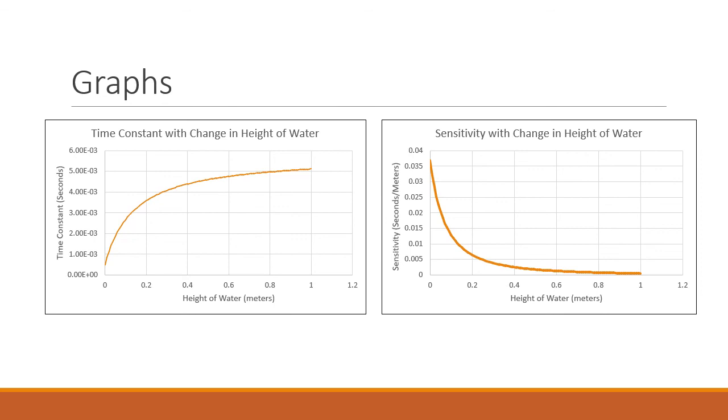The first graph on the left illustrates the relationship between the time constant in seconds and the height of the water in meters. And the second graph on the right illustrates the relationship between the overall sensitivity of the system, which is in seconds per meters, and the height of the water, which is in meters. Notice that for the time constant, it increases as the height of water increases, and once again we see a plateau in that increase. And for the sensitivity, it decreases as the height of the water increases.